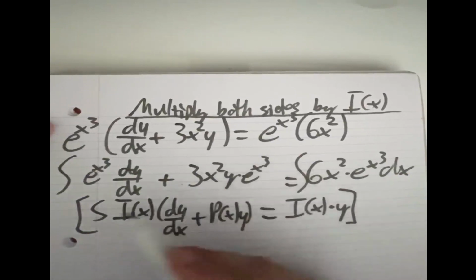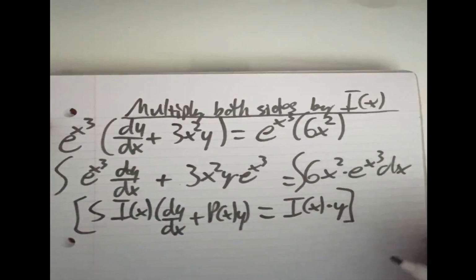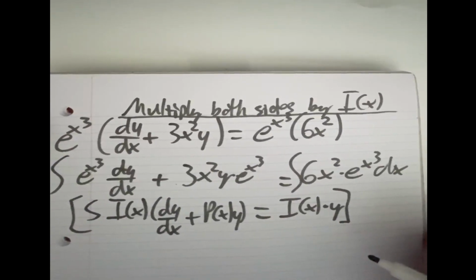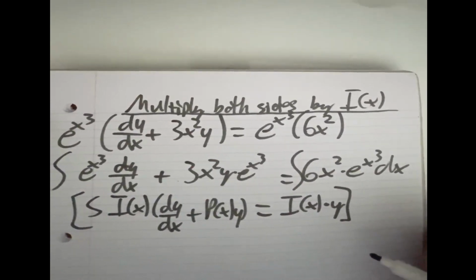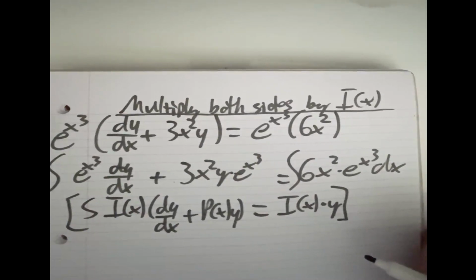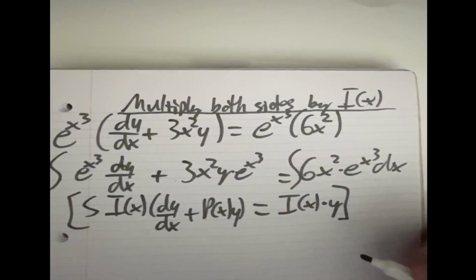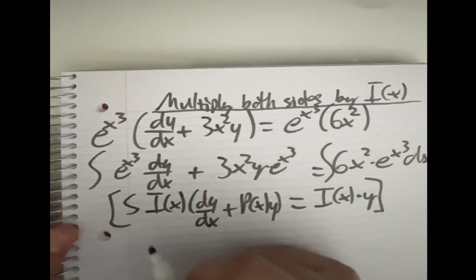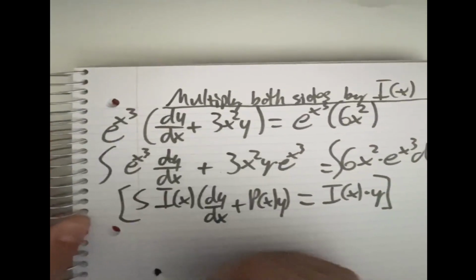So there's actually no need to even distribute, but I did it just so you could see it. But just know that once you multiply both sides by I of x, integrating I of x times dy over dx plus p of x times y will give you just the integrating factor I of x times y. So knowing this, we're going to go ahead and take the integral of both sides.